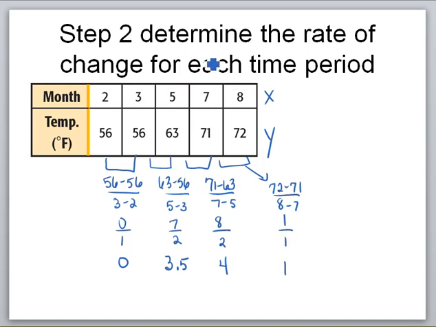So determine the rate of change for each time period. I have done that. The time period from 2 to 3, the rate of change is 0. From 3 to 5, it's 3.5 or 7/2. From 5 to 7, it is 8 over 2 or 4. And from 7 to 8, it is 1.